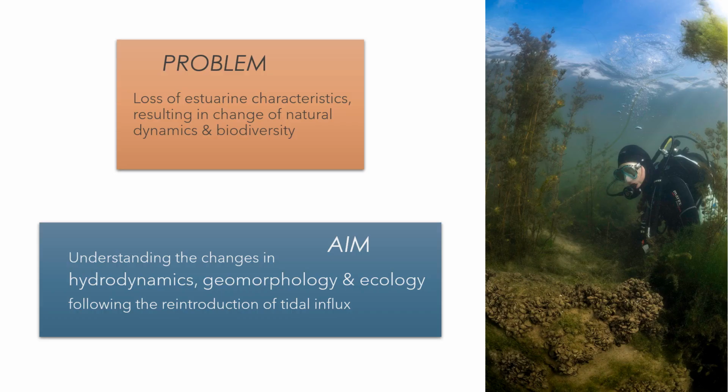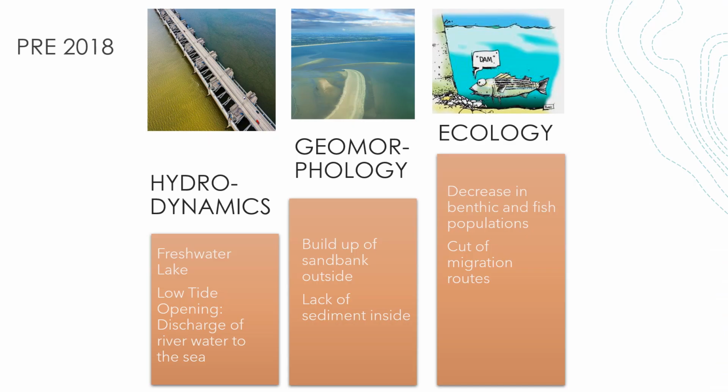The problem we are facing here today is the loss of estuarine characteristics that result in a change of natural dynamics and biodiversity. And therefore we aim to understand the changes in the hydrodynamics, geomorphology, and ecology of the Haringvliet following the reintroduction of the tidal influx. So let's have a look at the situation before 2018, and we start with the hydrodynamics. Since the 1970s, the previously salt and brackish water estuary was transformed into a freshwater lake by only opening the sluices at low tide to allow for the discharge of river water to the sea.